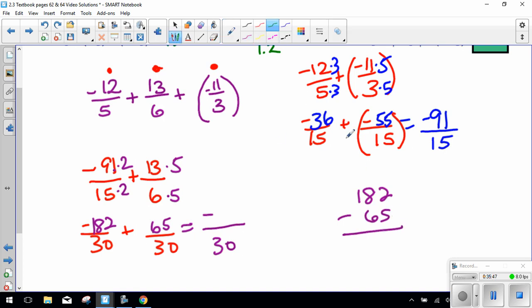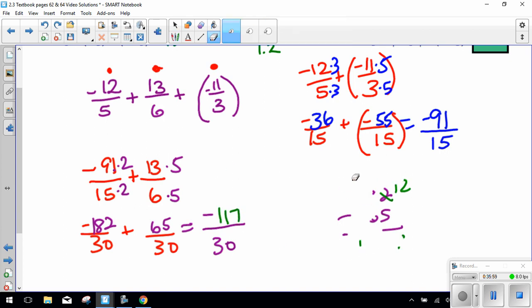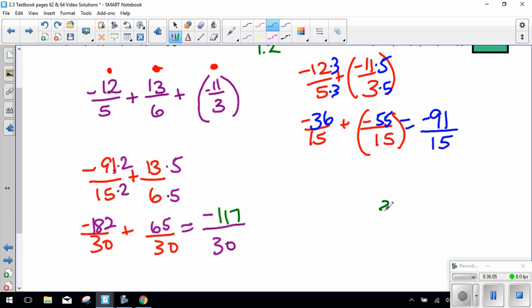Okay, this becomes 7, 7, 1, 1. Okay, the next thing I'm going to do is reduce this by dividing. I'm going to turn it into a mixed number.